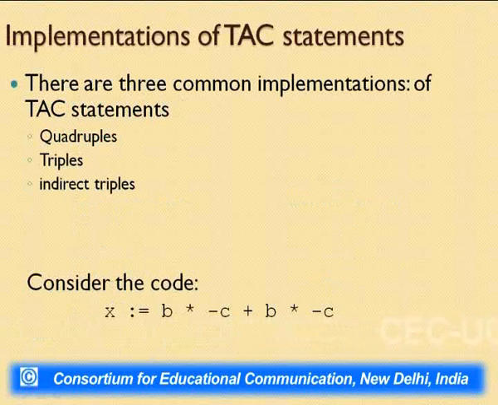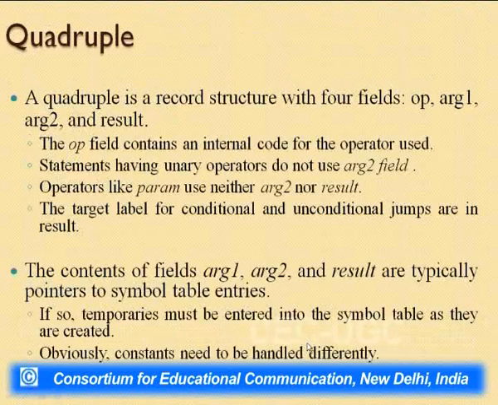So quickly we talk about the various implementations of three-address code statements, how we implement them, how they're actually seen. There are three common implementations of three-address code. One of them is the quadruple, another one is the triple, and the final one is the indirect triple. Let's just consider a simple, common case, and we'll try and see for each of them how they're different. So quadruple is a record structure with 4 fields. In quadruple, that's why the name is quad.